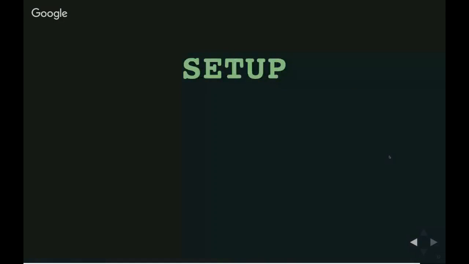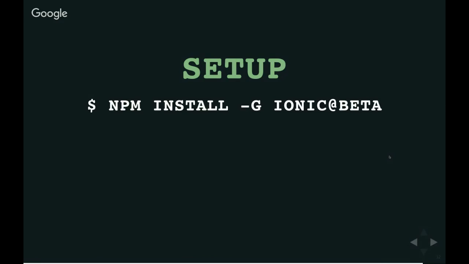So how would you actually get started building an Ionic 2 application? Well, first, we want to install the beta CLI. That's the most important part. So we npm install, make it global, ionic-app beta. This is going to pull down the beta CLI, which is going to include all the necessary features for a V2 application.